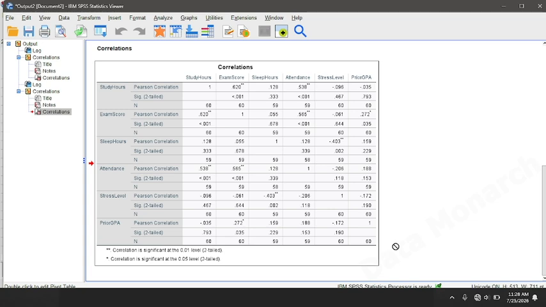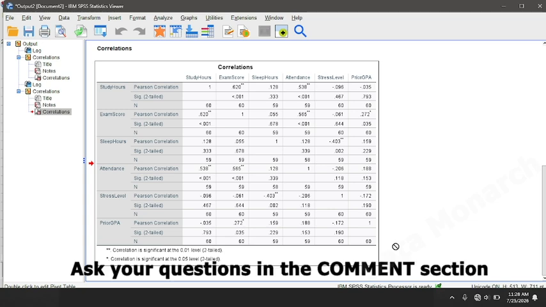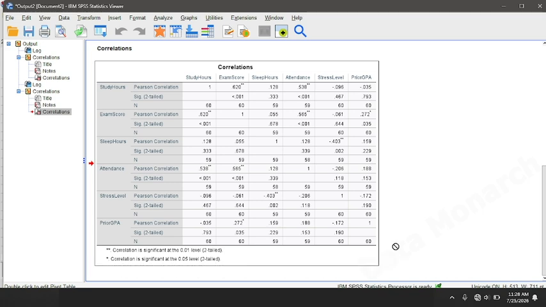So that is a complete walkthrough of Pearson correlation. If you have any question, don't forget to ask in the comment section, and definitely I will give you the right answers. And also the data set is linked in the description.